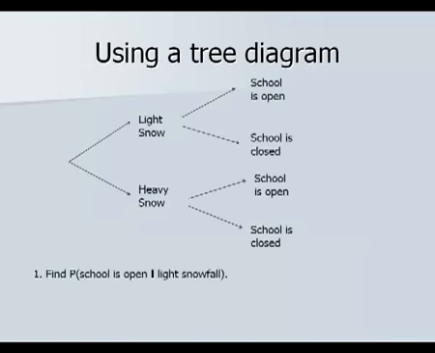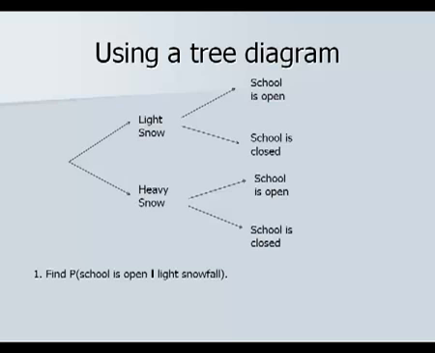Okay, here's a tree diagram in this situation. We're going to fill in this tree diagram, and it's very helpful for some conditional probabilities. This is an example of a problem where we'd want to use a tree diagram. We start with whether it was a light snowfall or a heavy snowfall, and then from there we go on to the idea of whether school is open or school is closed.